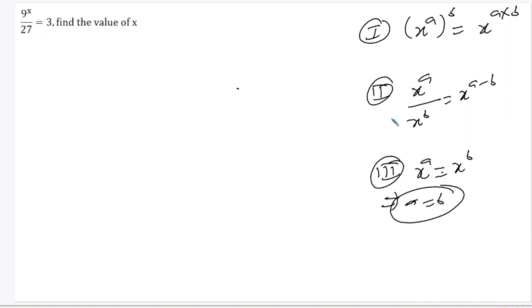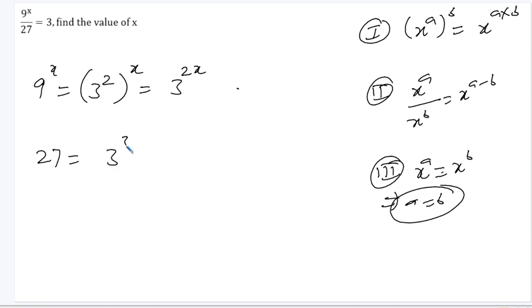9 and 3 पहली बात तो इनको यूज करने के लिए आई नीड द सेम बेसिस. एक बेस 9 है, एक बेस 27 है, तो पहले हम उनको कन्वर्ट करते हैं सेम बेस में. I think I can convert both of them to 3 की power something. 9 की power x is same as 3 square to the power of x, so that is 3 to the power of 2x. 27 is same as 3 cube.